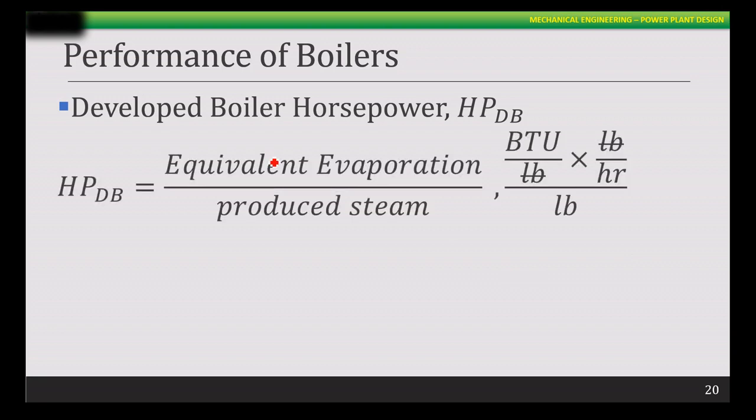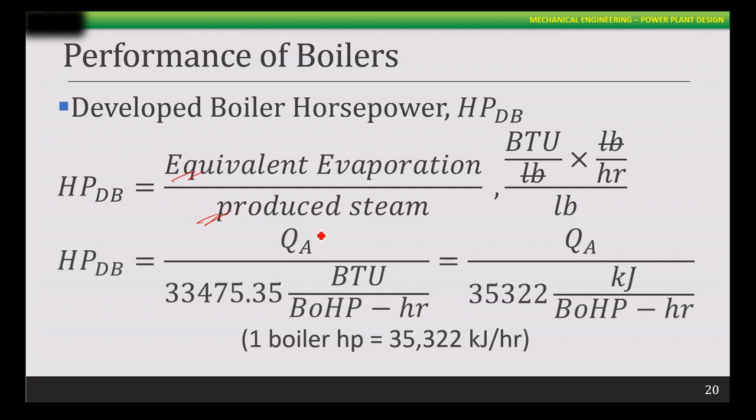Then this is the equivalent evaporation. This is the one that we had in the previous slide, no? Then divided by the produced steam. Okay, if you break it down, you have QA divided by this one. This is actually the equivalent of the boiler horsepower. So one boiler horsepower is equal to 35,322 BTU, you just multiply it by 1.55. So you will get this one. Okay, so take note of that.